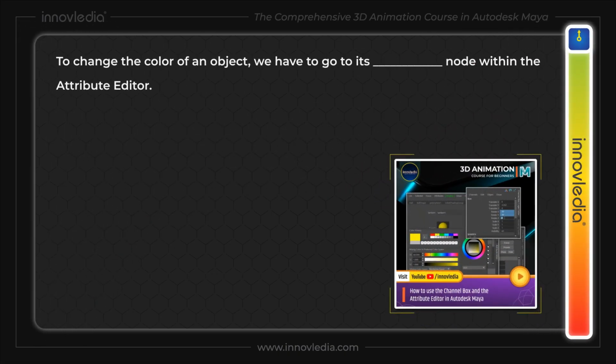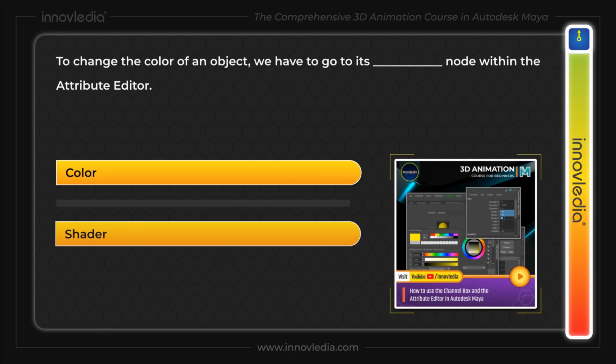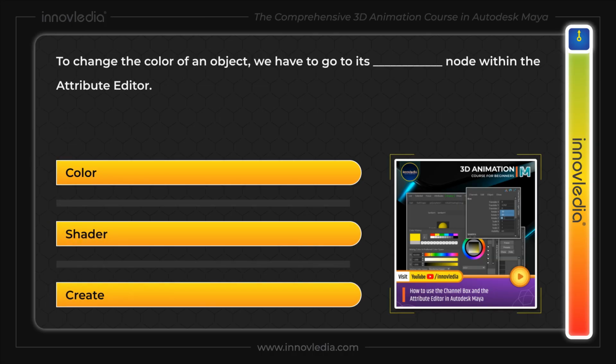To change the color of an object, we have to go to its dash node within the attribute editor. The options are color, shader, create. Your time starts now. And the correct answer is shader.